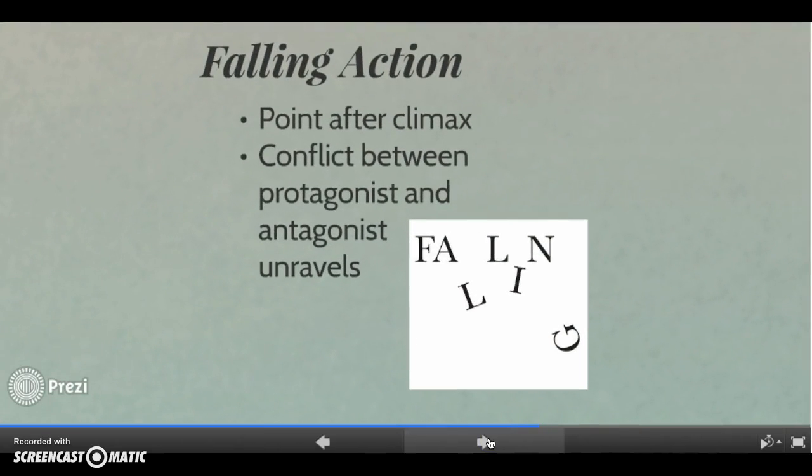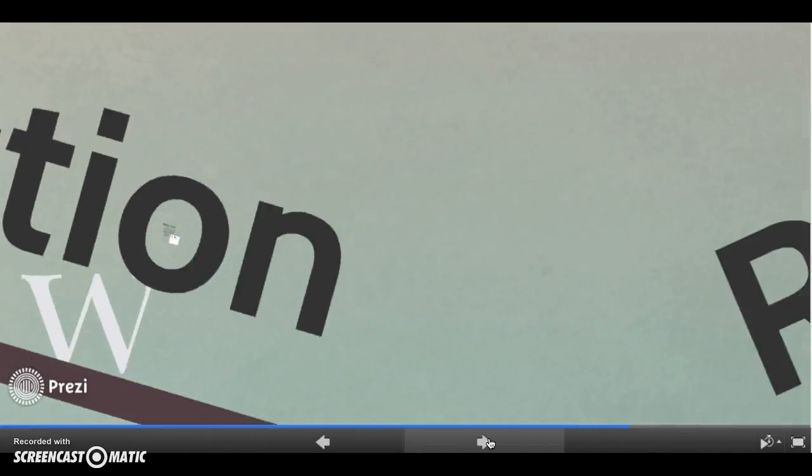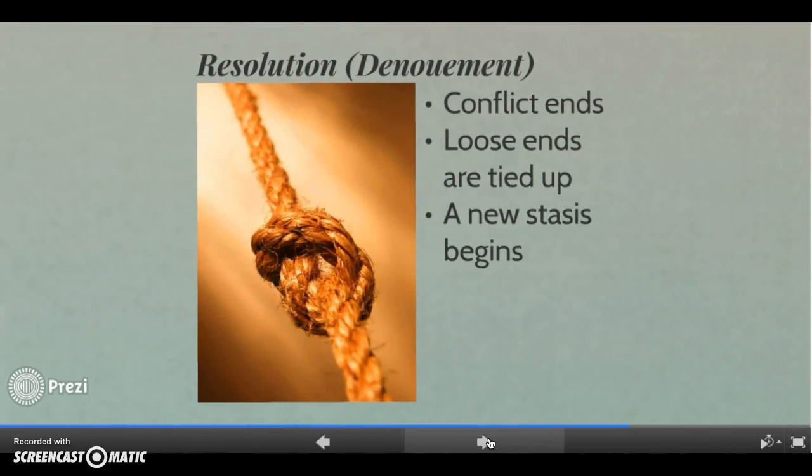After the climax comes the falling action. It is the point where things kind of start to settle and resolve. Conflict between the protagonist and the antagonist unravel. And we come to our resolution, where conflict has ended and loose ends are tied up and a new stasis begins. Remember that word from the exposition where the stasis was revealed? Well, now we have a new stasis beginning.